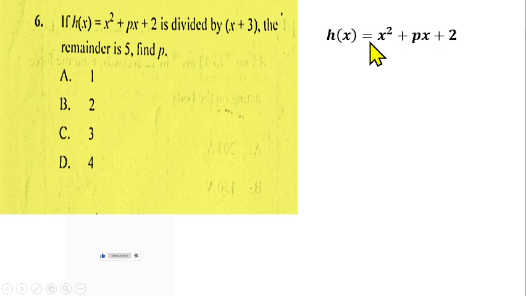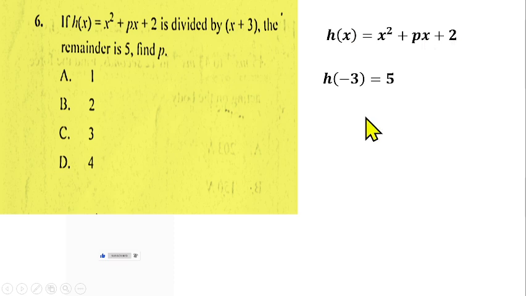So we are given h of x to be equal to x squared plus px plus 2. If this function is divided by x plus 3, it's going to give us a remainder of 5. That means if you substitute h of minus 3 into this function, it should give us a 5. So from there you can find our p. Using the remainder theorem, if I substitute minus 3 into this function, I should get 5. So that means h of minus 3 is equal to 5.